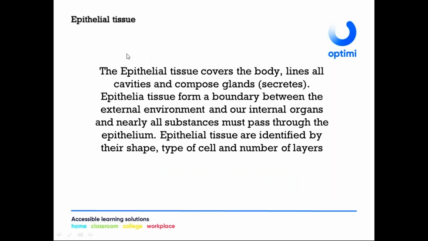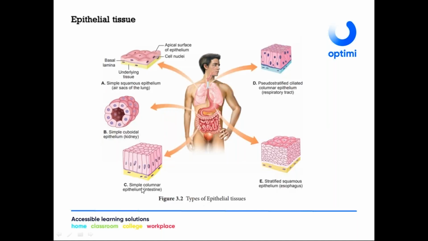Okay, the epithelial tissue covers the body. It lines all cavities and glands. Epithelial tissue forms a boundary between the external environment and our internal organs, and all substances must pass through the epithelium. Epithelial tissue is identified by its shape, the type of cells, and the number of layers. If there is only one layer of cells, it is known as simple. If there are many, it is known as stratified.